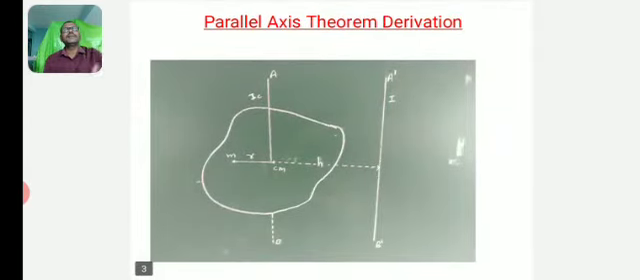So now you see a rigid body where AB is the axis passing through the center of gravity, A dash B dash is the axis of rotation, and H is the distance between the two axes. Let m be a particle in the rigid body at a distance R plus H from the axis of rotation A dash B dash. I is the moment of inertia of the body about A dash B dash, and IC is the moment of inertia of the body about the axis AB.